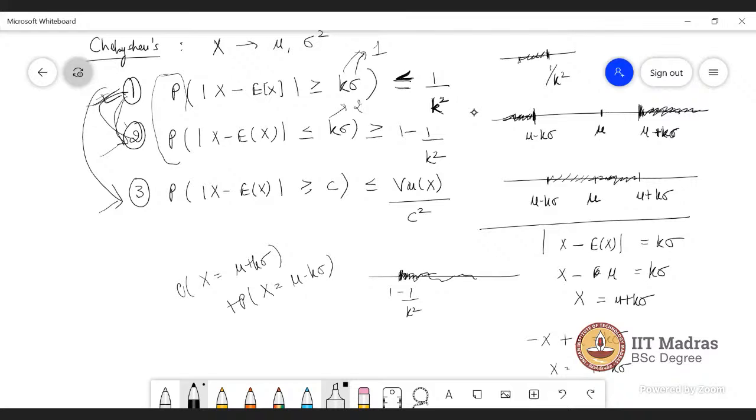Sorry to interrupt. If the value of k is other than root 2, then it will not hold, is my understanding. Please speak one by one. If I'm not wrong, there is no equality sign within the brackets of that mod x minus E[X] greater than or less than k sigma, not equal to. No, equal to is there.